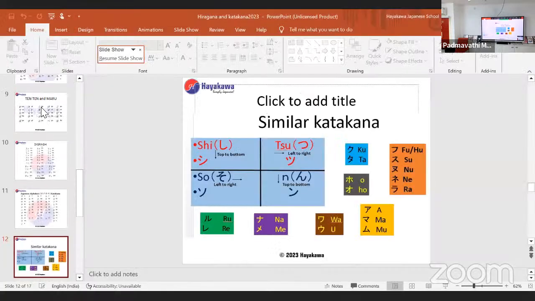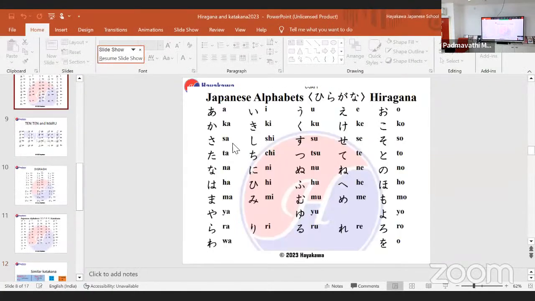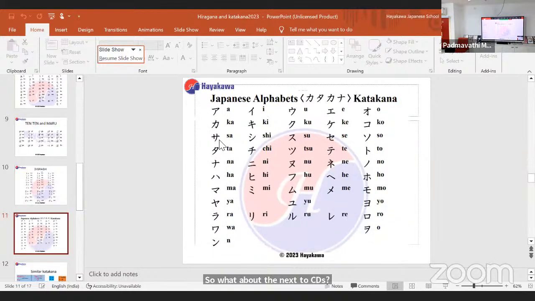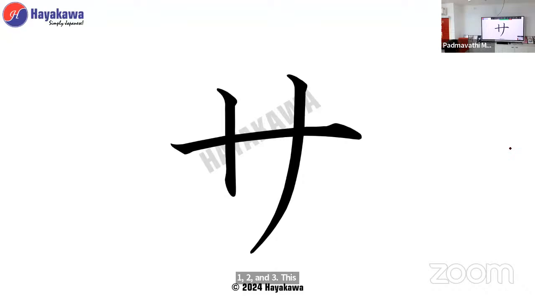So what about the next series? The S series. Yes. Sa, shi, su, se, so. Right? So first we will go with sa. One, two, and three. This is going to be sa.